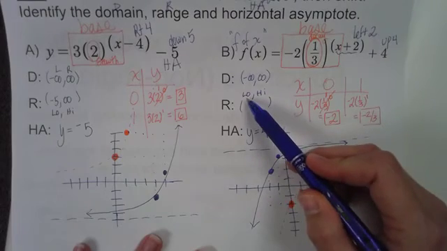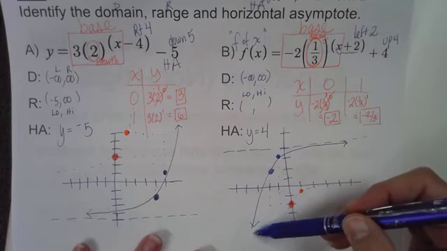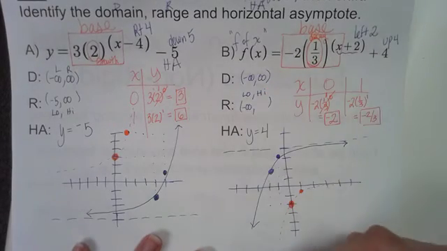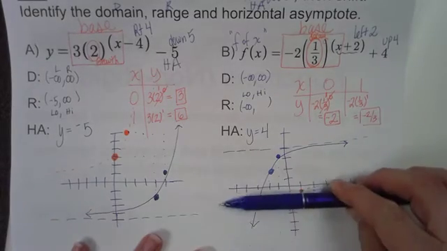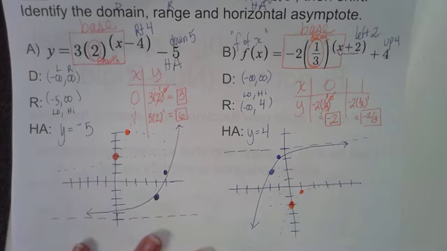So, range asks, how low does it go? What is our lowest y value here? Negative infinity. Very good. No, it would be 4. And then how high is it? 4. Very good.